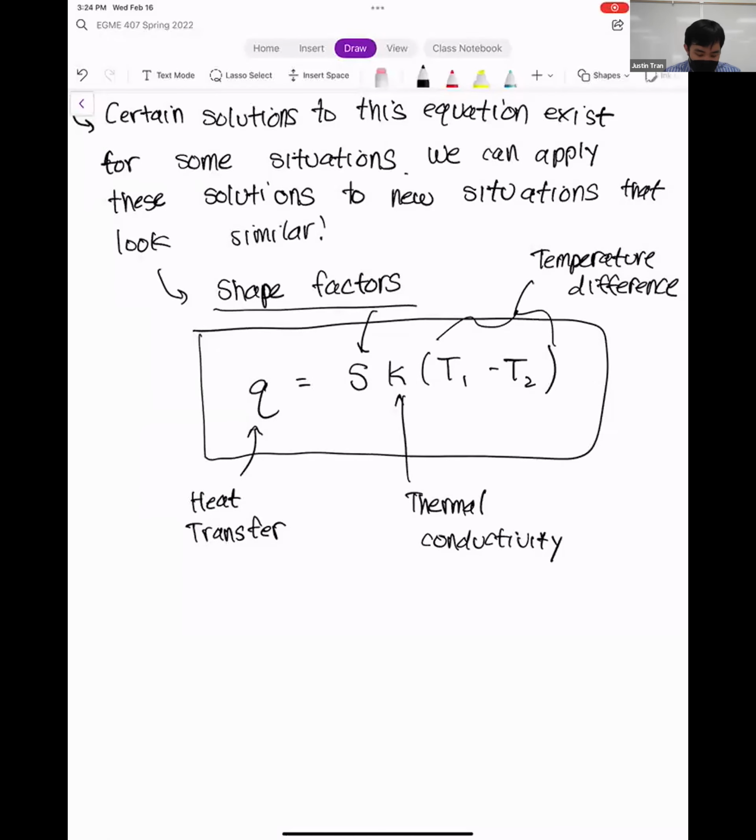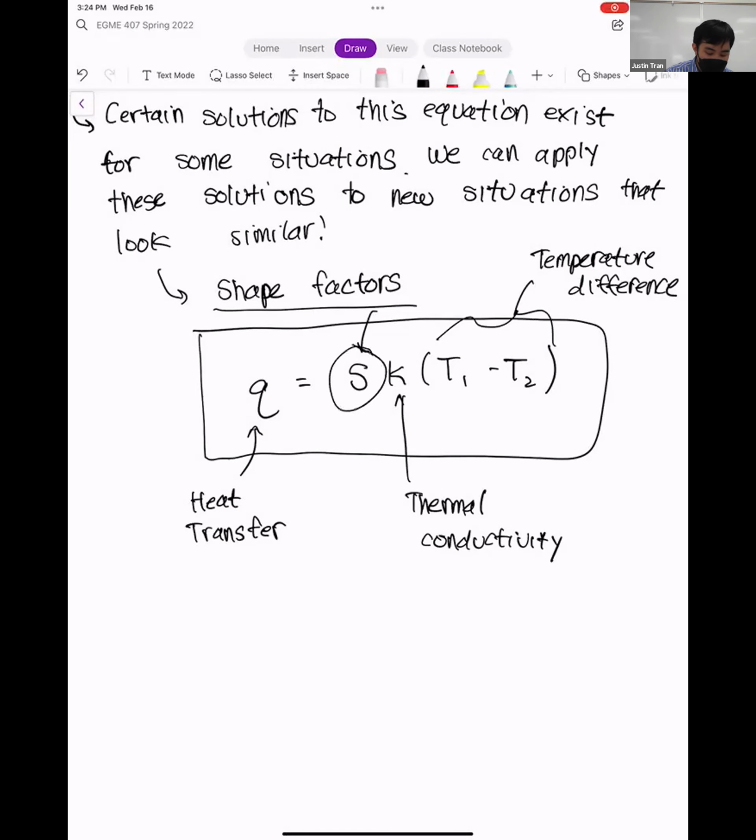And so mathematically, it looks pretty simple. It's not bad. We know what thermal conductivity is, and we've already tabulated it and used it a lot. Temperature difference, we obviously know what that is. The only thing that's new here is the shape factor.